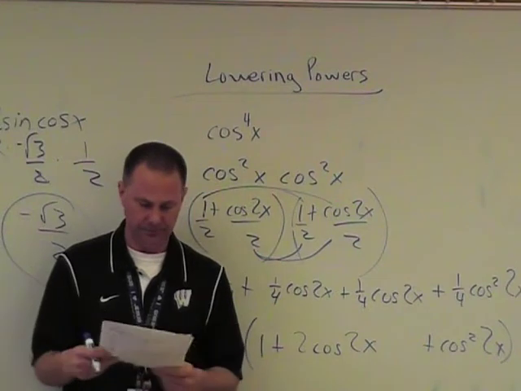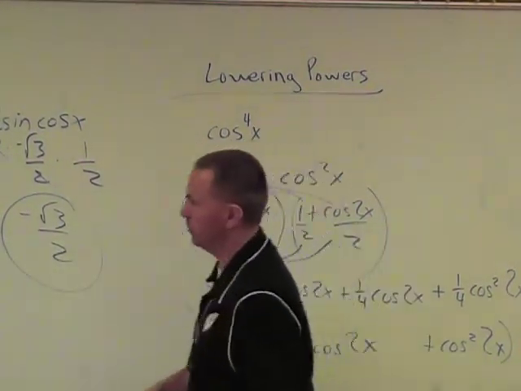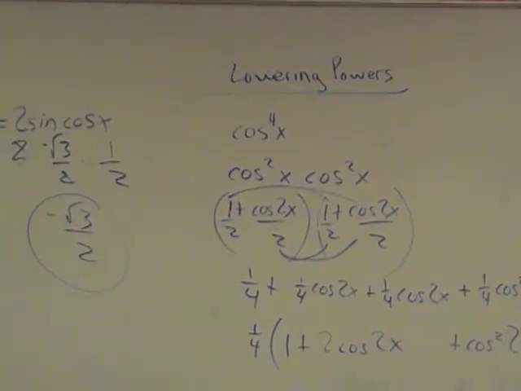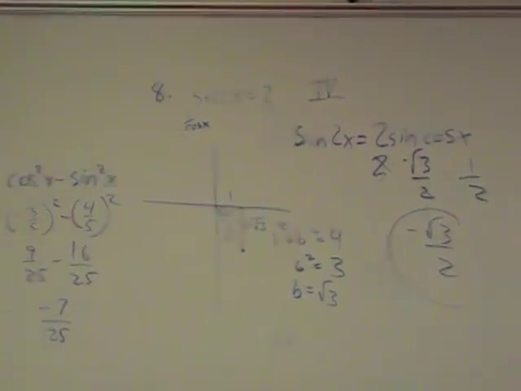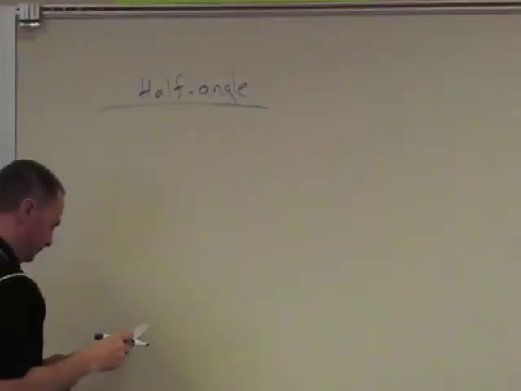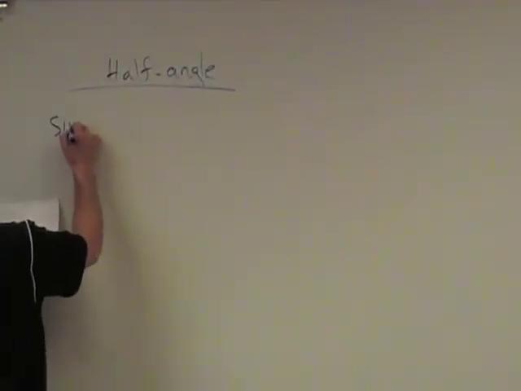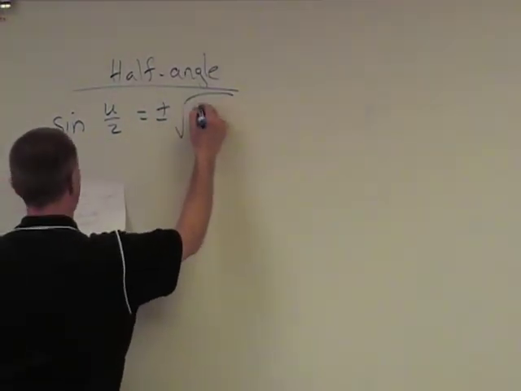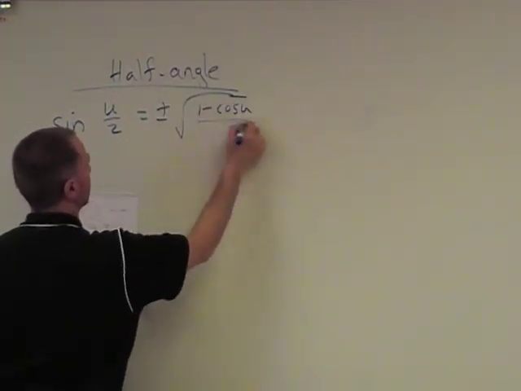And the last thing, half angle formulas. Let's do it over here. We had double angle formula, now we got half angle formula. Don't worry, this is just half of the assignment. Half angle formula. Alright, so I'll just write one up here. Sine of u over 2 equals plus or minus the square root of 1 minus cosine of u over 2.